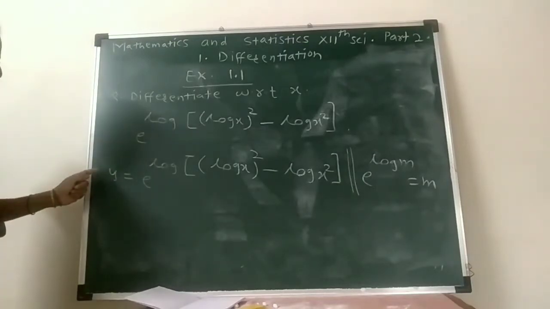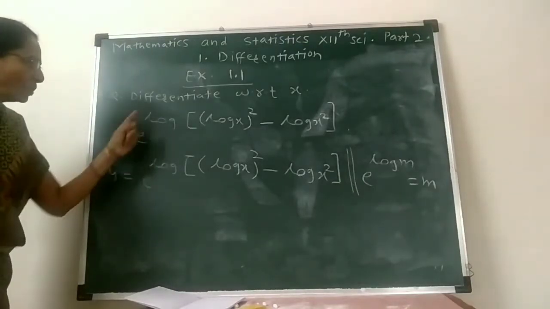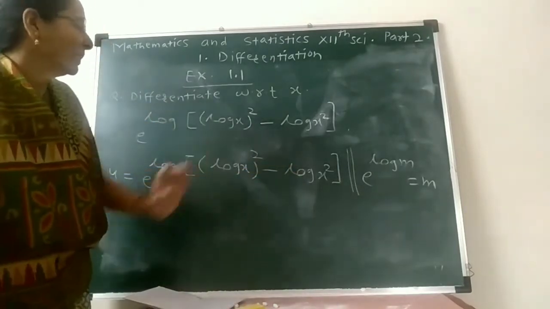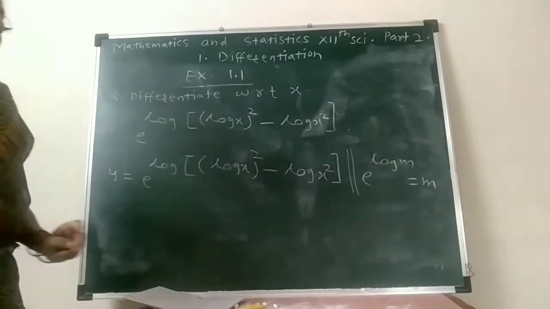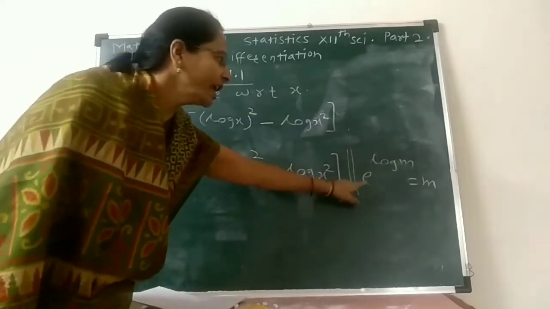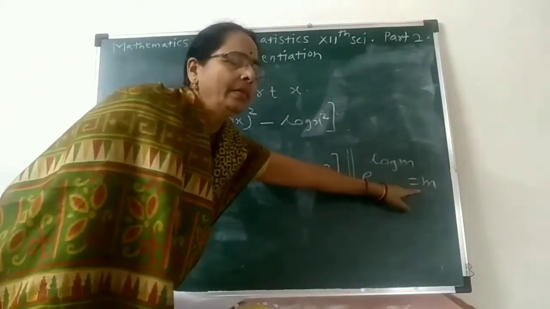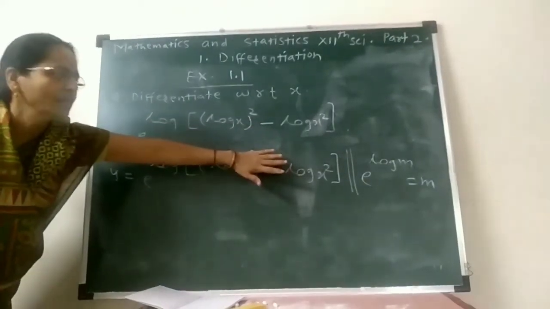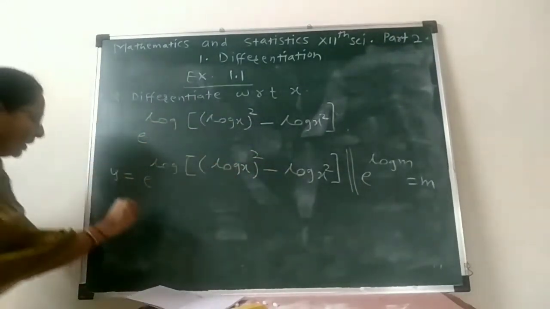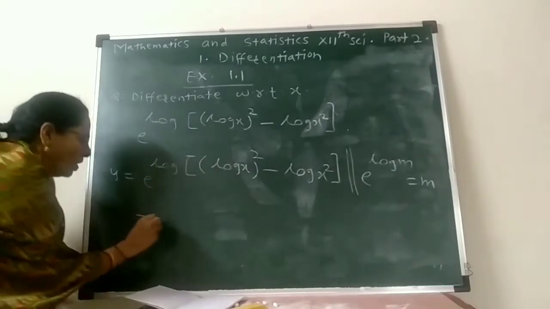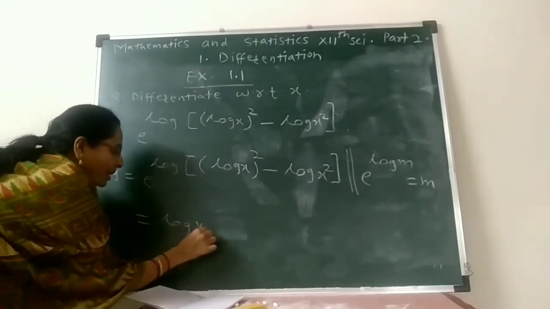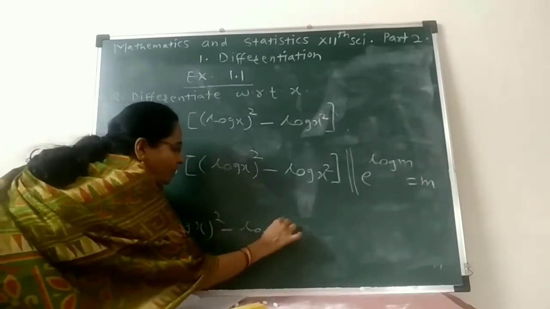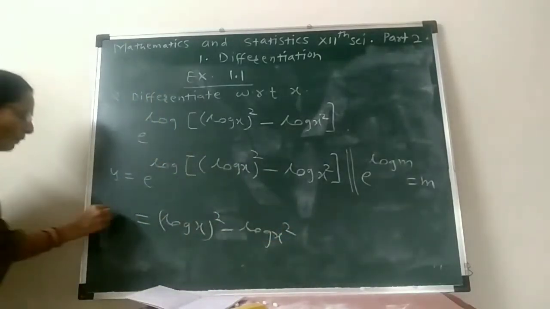See this step. Take y is equal to e raised to log x bracket square minus log x square. There is a rule in logarithms. The rule is e raised to log m, value is m. So here is e raised to log, suppose this is m, so we take value m. M means this log x bracket square minus log x square, which is only the value of y.